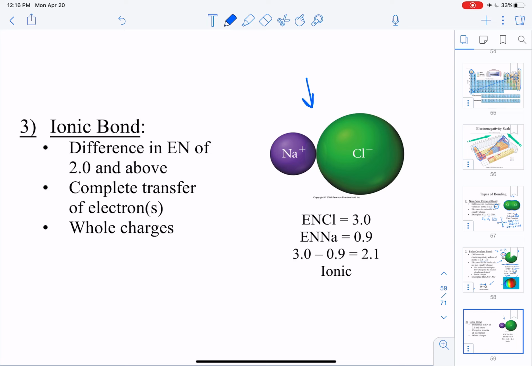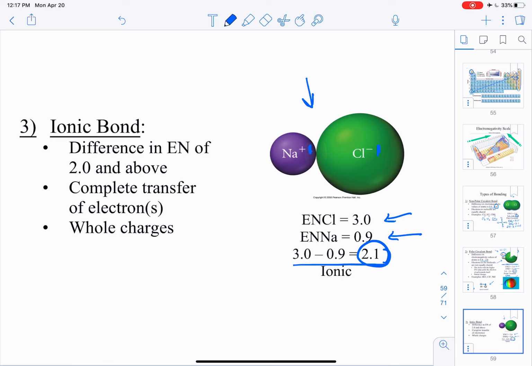We have an electronegativity value for chlorine of 3.0 and an electronegativity value for sodium of 0.9. The difference, 3.0 minus 0.9, ends up being 2.1. And that definitely qualifies this as being an ionic bond. So we have a complete transfer of an electron. So we have whole charges. We have -1 and we have +1 instead of those partial charges of the delta minus and the delta plus.